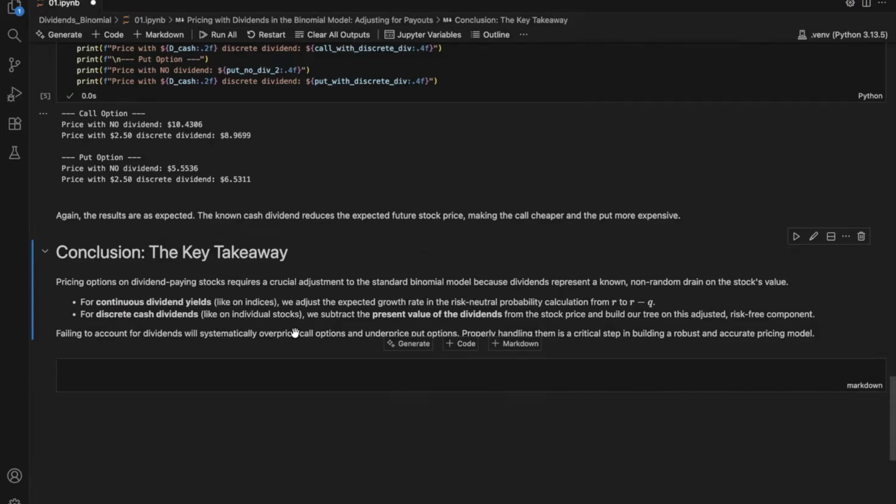Failing to account for dividends is a common mistake that will systematically overprice your call options and underprice your put options. Properly handling them is a critical step in moving from a basic academic model to a robust and accurate real world pricing engine.